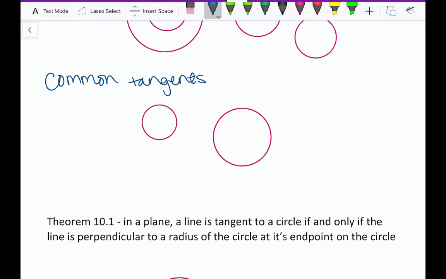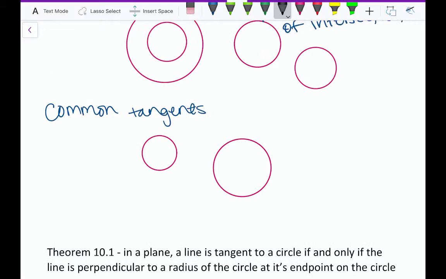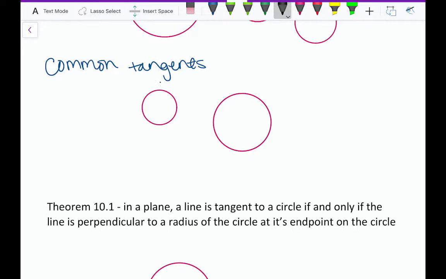Okay, common tangents are tangent lines that intersect two circles. So it's one line that is tangent to two circles. For example, I'm going to do the best I can here. It's going to be tangent there and it's going to be tangent there. Here is a point of tangency on that circle and this is the point of tangency on that circle. So there's one common tangent.